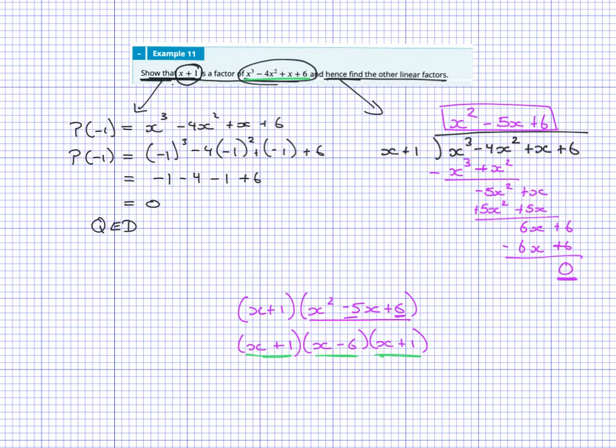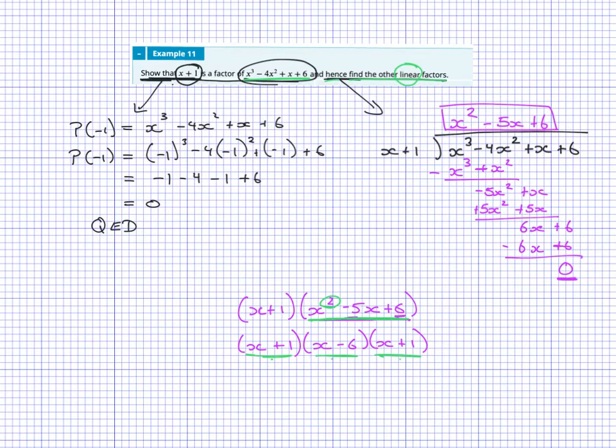And go back to the question, it says hence find the other linear factors. The word linear is very important here. The quadratic was a factor, but it was a quadratic factor. These 3 factors here are linear because there's no power on the x.